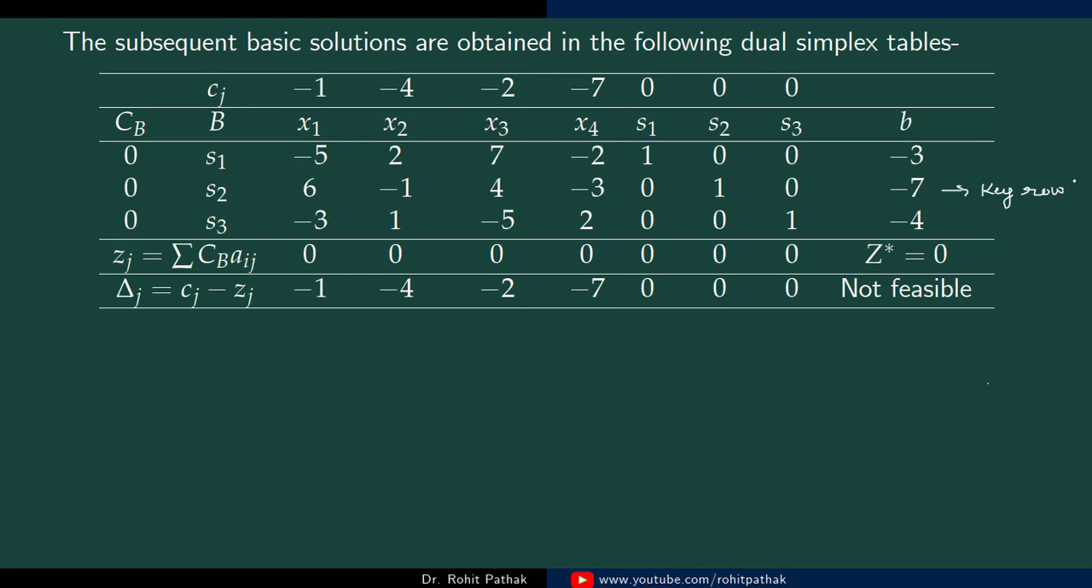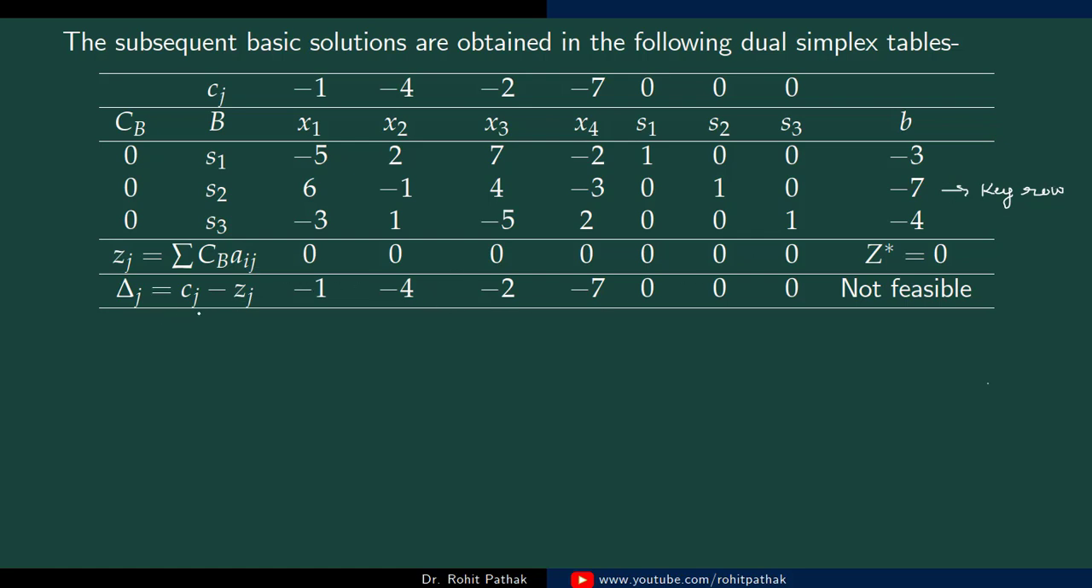Okay, and we see that in the key row we have negative elements also, so it has a feasible solution, or you can proceed with the dual simplex method. If all these were positive elements or 0, then the problem has an infeasible solution. You cannot proceed further, right?